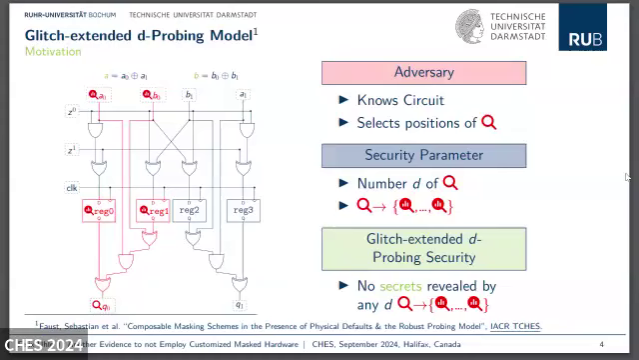In real hardware, we face the problem that our values are not perfectly stable. We have physical effects, such as glitches, which can reveal even more information. What is a glitch? A glitch occurs through temporary intermediate computations caused by the different computation or propagation times of different signal paths.